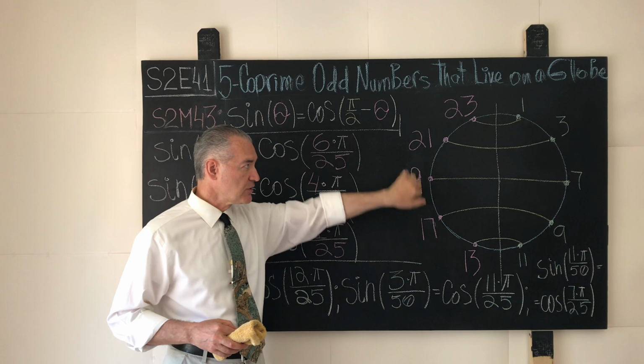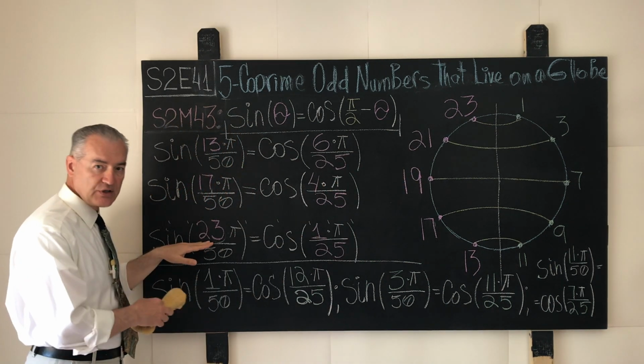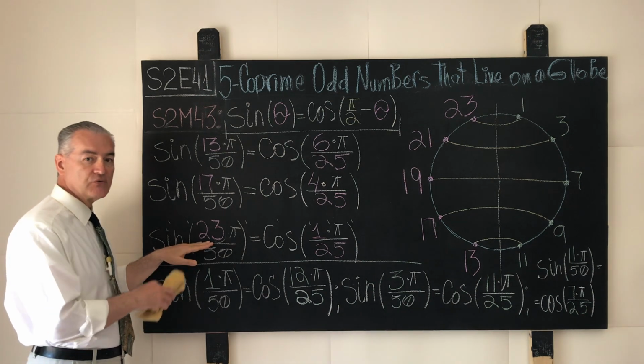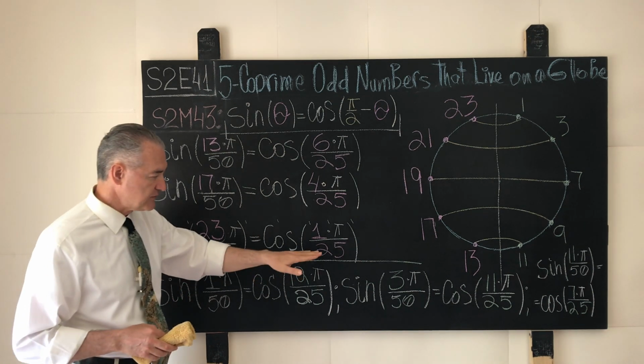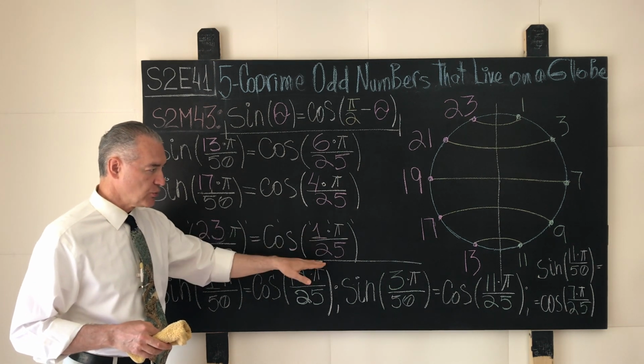We walk all the way around this meridian towards the top. And the distance from 23 to 25 is 2. 2 over 50 is 1 over 25. Bam, we have our cosine of 1 times pi over 25.